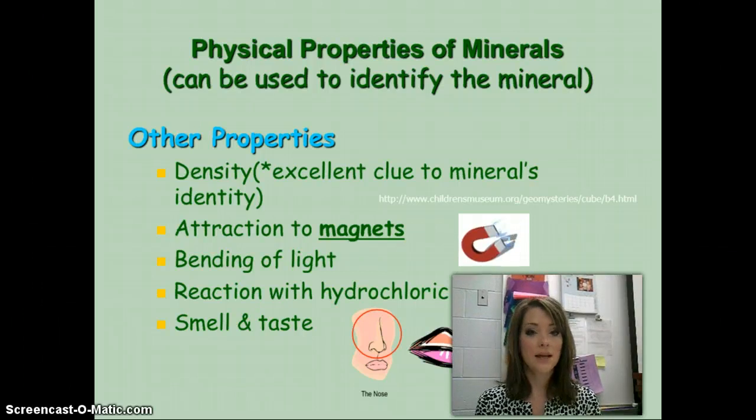So we won't be tasting any of the minerals, but there is sulfur, which has kind of a distinctive rotten egg smell. So there are special little properties that can help you narrow down and identify your mineral. So those are our properties. Those are the last of the set.